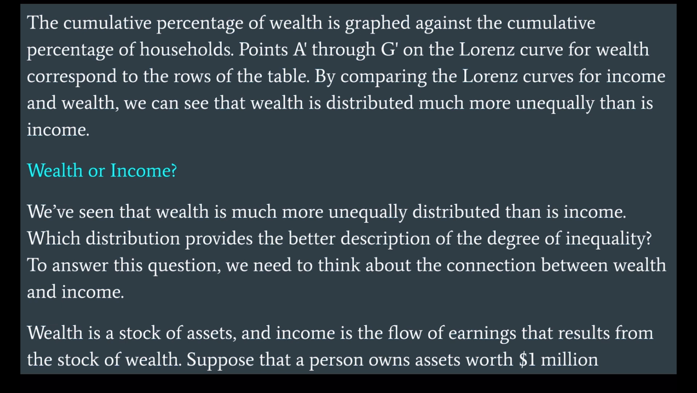Points A' through G' on the Lorenz curve for wealth correspond to the rows of the table. By comparing the Lorenz curves for income and wealth, we can see that wealth is distributed much more unequally than is income.